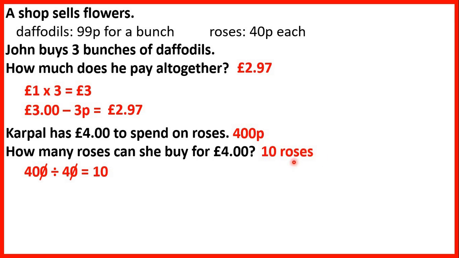The other way to think about this question is to think roses cost 40 pence each, so how many would you need to buy to make £4? And 40 pence times 10 is £4, so that means she buys 10 roses.